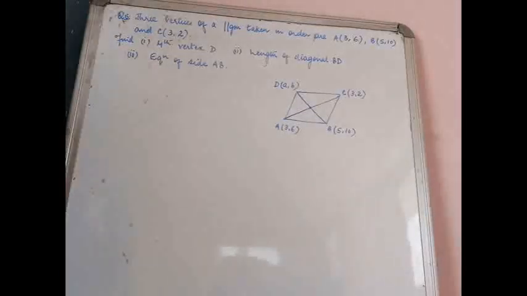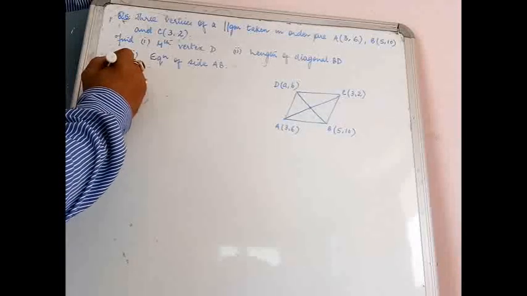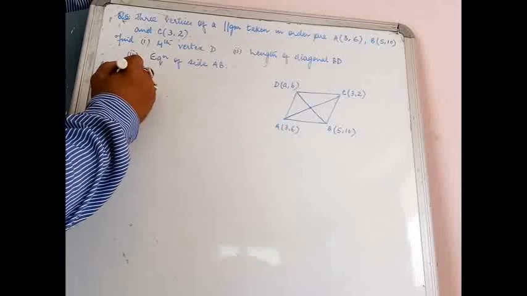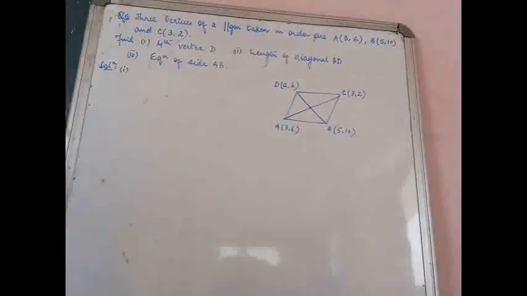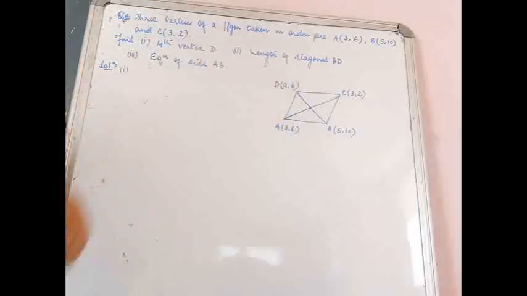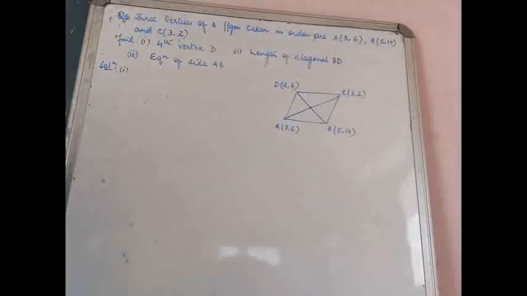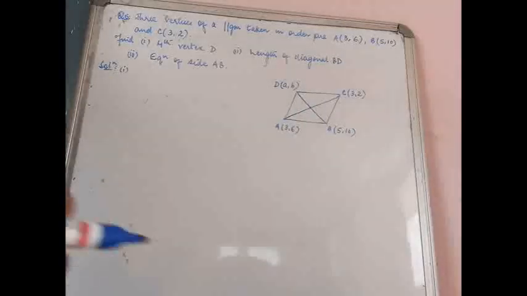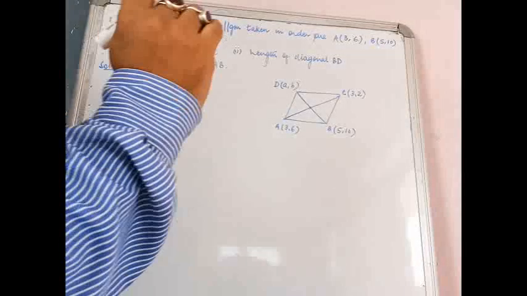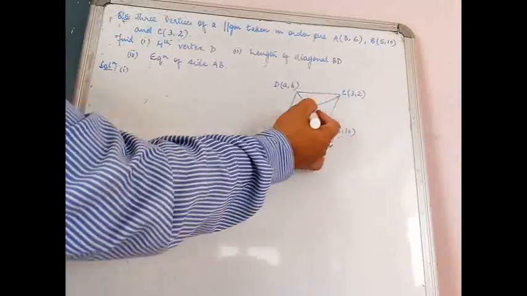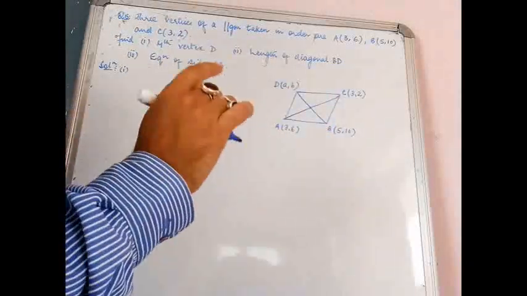So let us first see whether we can solve the first part that has been asked, which is the 4th vertex D. If you apply a little bit of mind to it, you will obviously have to notice that this question is about a parallelogram. So for parallelogram there are certain properties that exist. We will have to make use of those properties. One such property is that the diagonals of any parallelogram bisect each other.